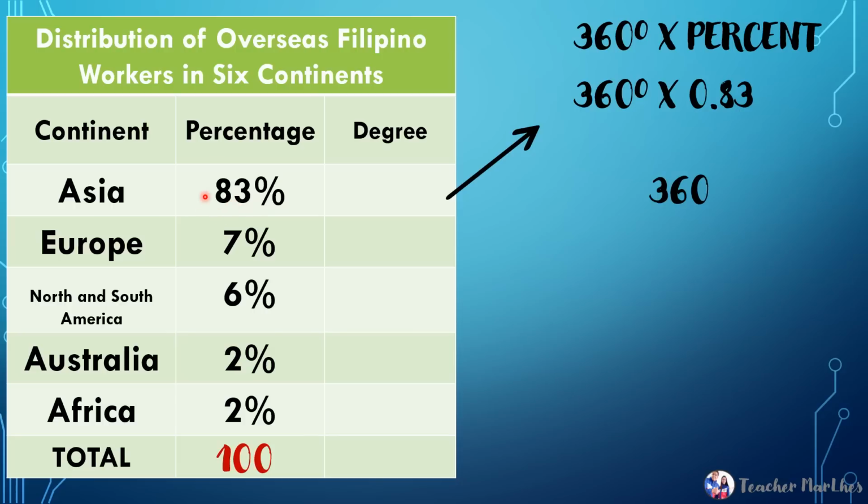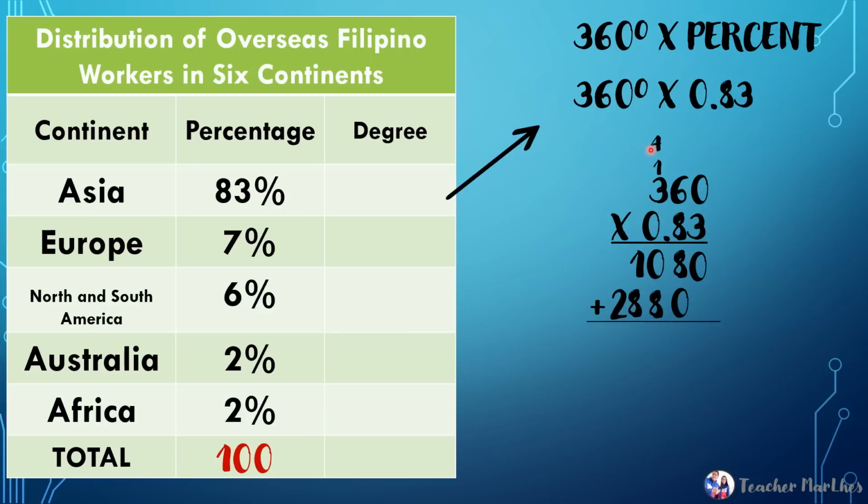Okay, so, let's multiply 360 times 0.83. So, 3 times 0 is equal to 0. 3 times 6 is equal to 18. Carry 1, then 8. 3 times 3 is equal to 9 plus 1 is equal to 10. Next, 8 times 0 is equal to 0. 8 times 6 is equal to 48. So, carry 4. Then, we have 8 sa baba. 8 times 3 is equal to 24. Plus 4 is equal to 28.